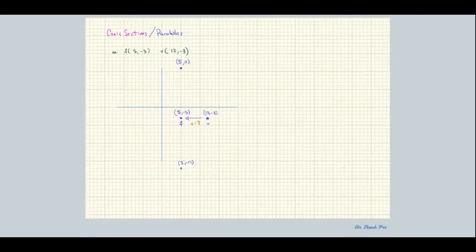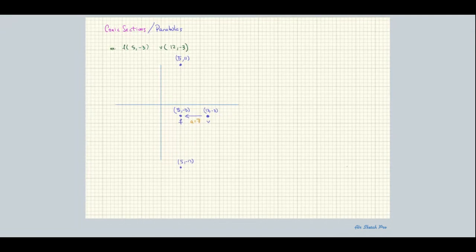And remember, as we sketch these, we start from the vertex, and it'll open this way. Okay, guys. Now, the directrix is going to be left of the vertex or right of the vertex, guys? Left of the vertex or right of the vertex?